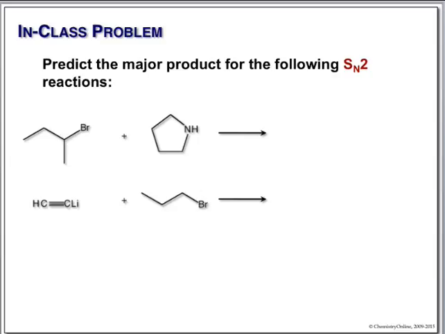Again, the nitrogen is going to attack. We're going to lose a proton off the nitrogen in the second step, and all we're going to do is make the substituted amine.